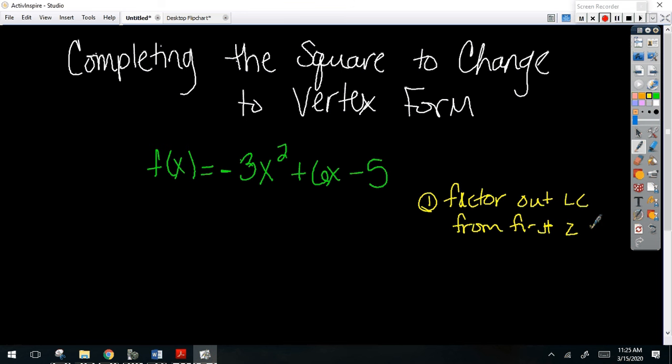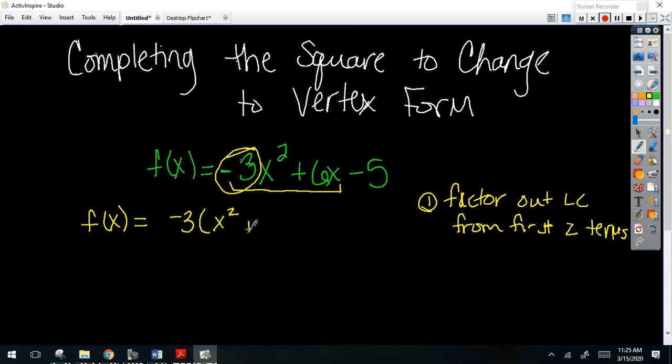from first 2 terms. Okay, so looking here, these are my first 2 terms, right? And my leading coefficient is -3. So what I want to do is I want to say, okay, I'm going to take a -3 out, but I'm only going to take it out of the first 2 terms, right? Leave yourself a little space right here, and you'll see why in just a minute. Close your parentheses, and remember this -5 is still here.